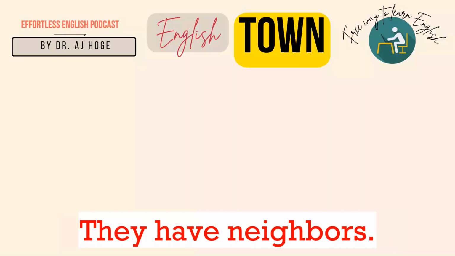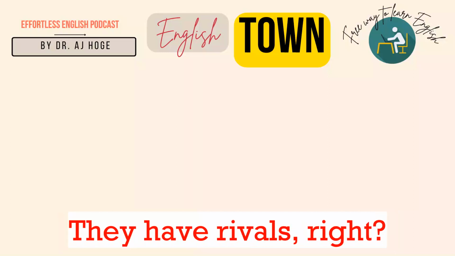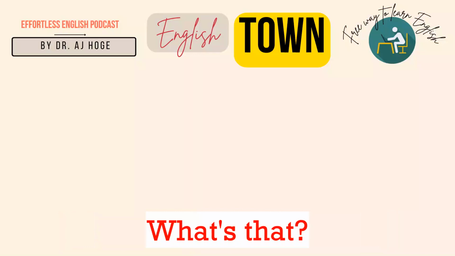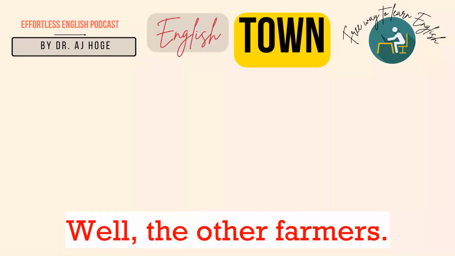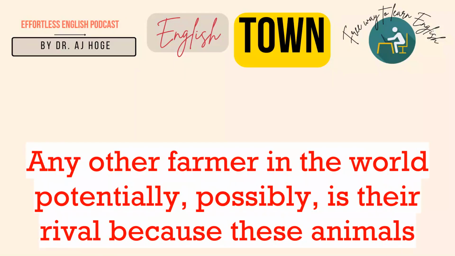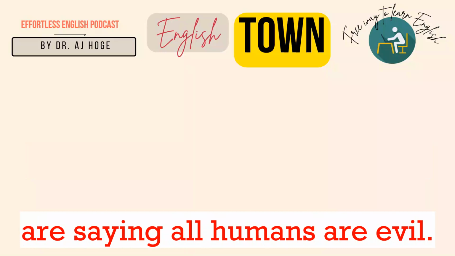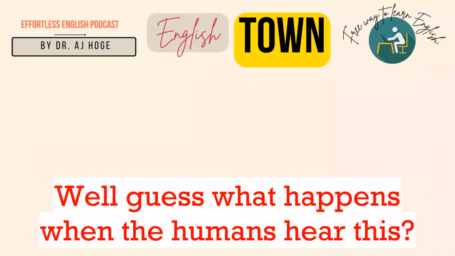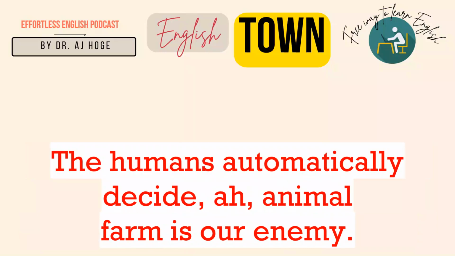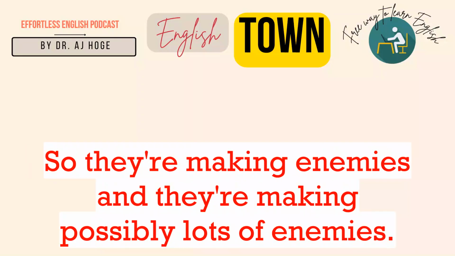They have neighbors. They have rivals, right? So they have rivals. What's that? Well, the other farmers. Any other farmer in the world, possibly, is their rival. Because these animals are saying all humans are evil. Well, guess what happens when the humans hear this? The humans automatically decide, Animal Farm is our enemy. So they're making enemies, and they're making possibly lots of enemies.